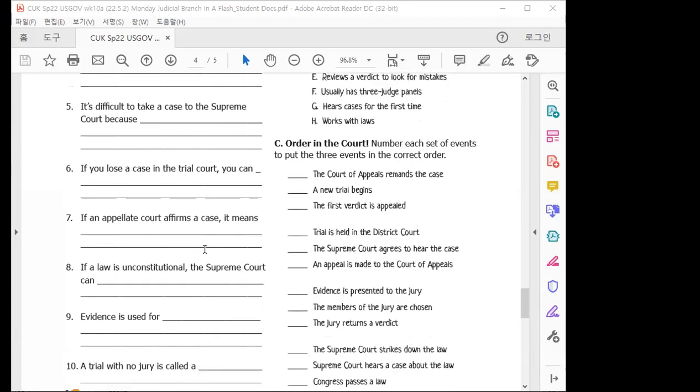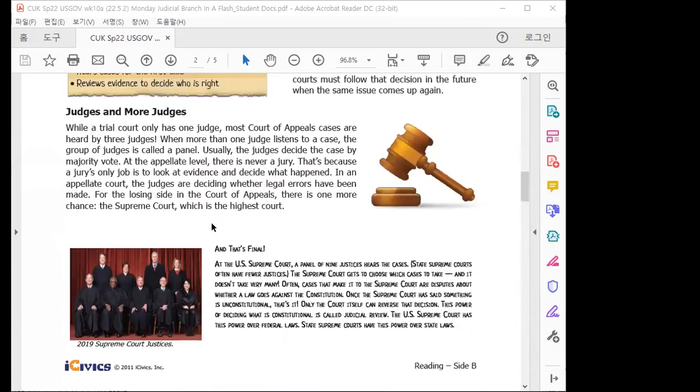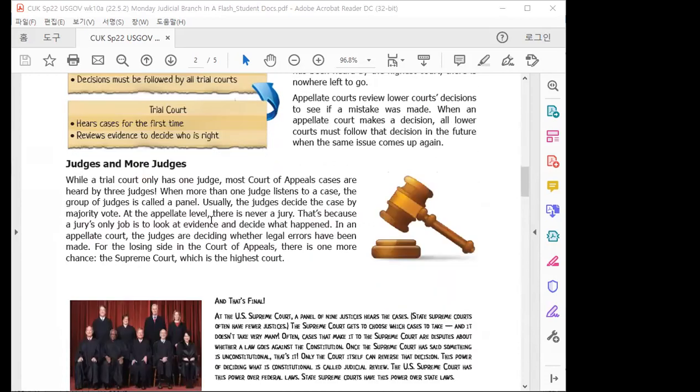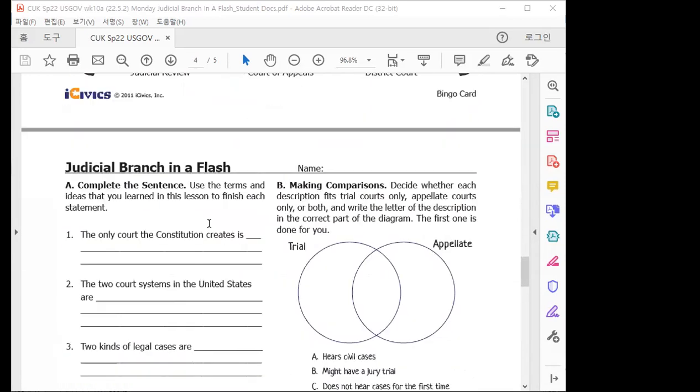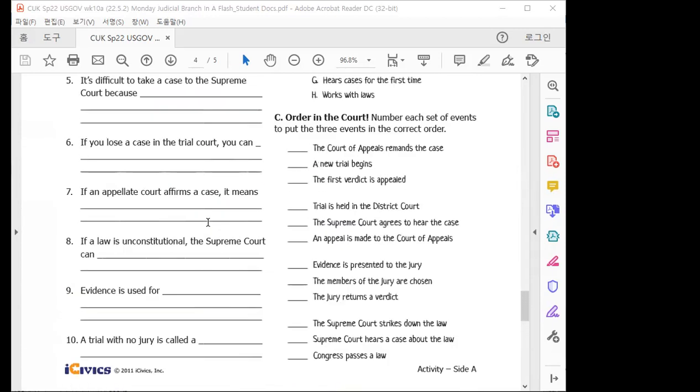Appeal, yes. If an appellate court affirms a case, it means... what does it mean? That your appeal has gone through, so you appeal for something and they confirm it, so I guess you can have a new trial, I guess. Okay, all right.